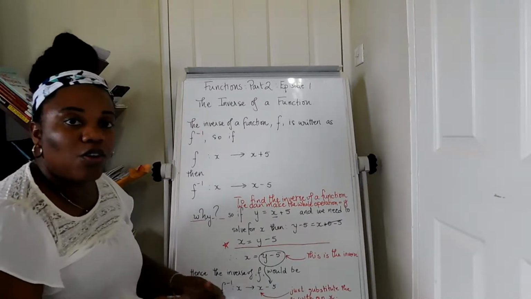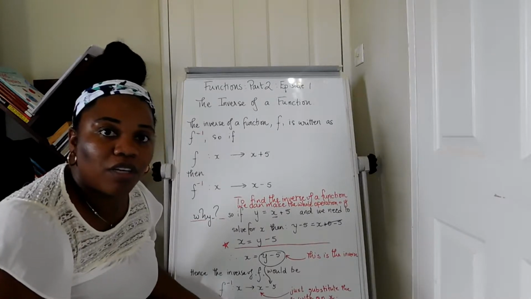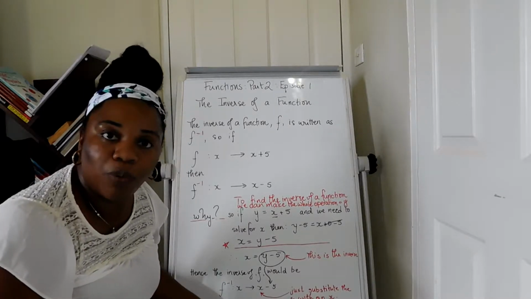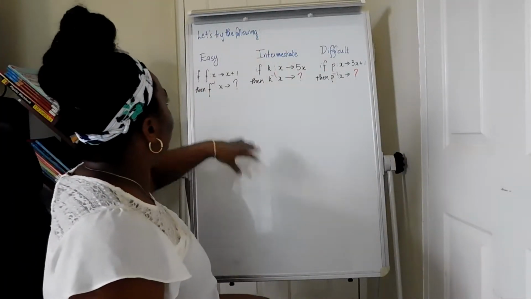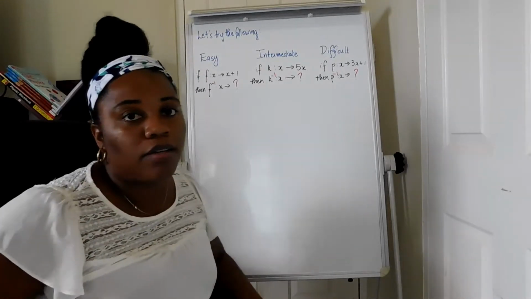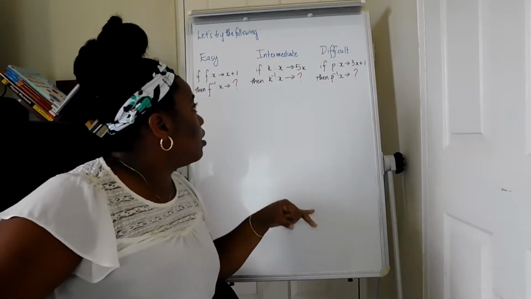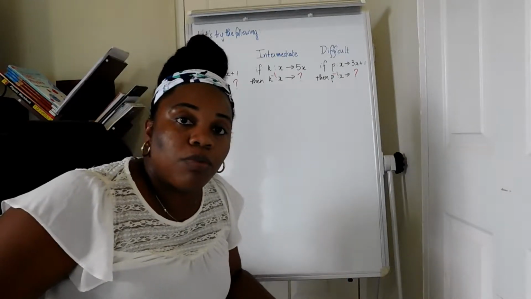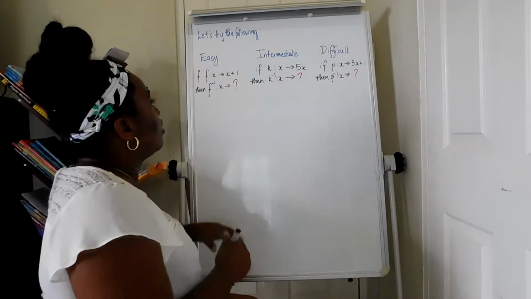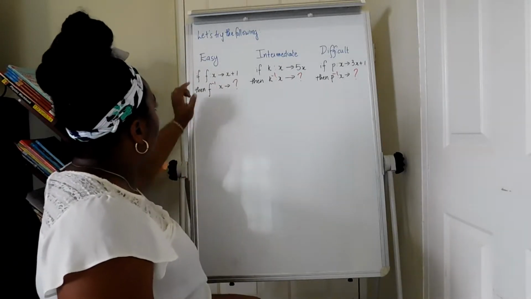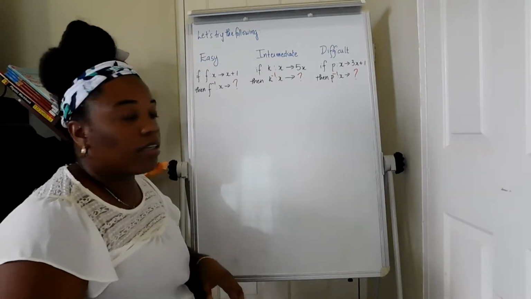Of course, we're going to have to do some problems to make sure we know what we are doing. So let's try the following. I broke them apart into sections: an easy section, an intermediate section, and a section that will be considered difficult. Here's the easy part, something we would have done a while ago. If f of x is equal to x plus 1, what is the inverse of x?